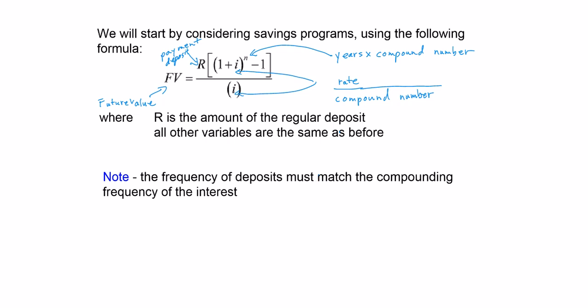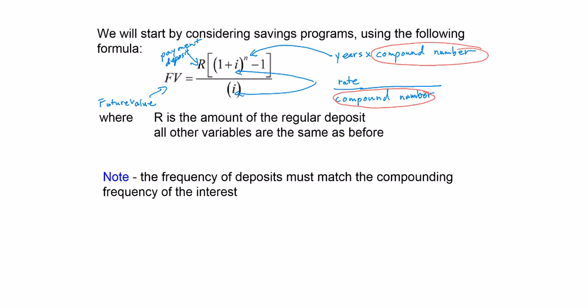Now you need to understand the frequency of deposits that we have must match the compounding frequency of the interest. So this number here and this number here must be the same. Now let's move on to our next problem.